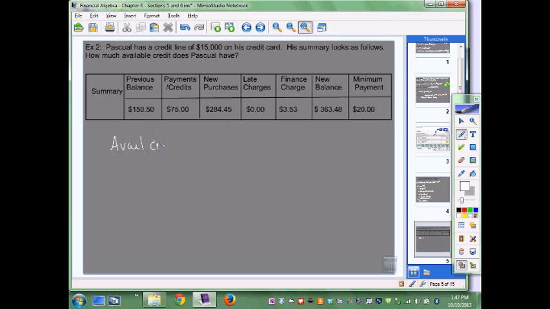Well, available credit is equal to the credit limit minus the new balance. So that's going to be 15,000 minus, here's our new balance, which is going to be 14,636.52 that this guy could still spend on this credit card.